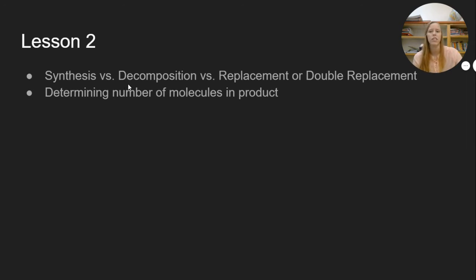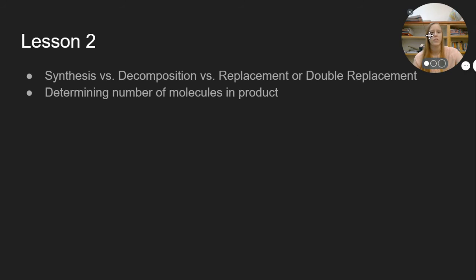We had synthesis versus decomposition versus replacement or double replacement. So remembering what those each were. Replacement, those things that start in the reactant and then the product, they're flip-flop. And remember, you can have double replacement where both things switch into the others. Decomposition meant we started with the larger chemical, and then broke it down into multiple pieces. Synthesis, you're starting with multiple pieces and building it into one big thing. And then we talked about determining the number of molecules in a product.